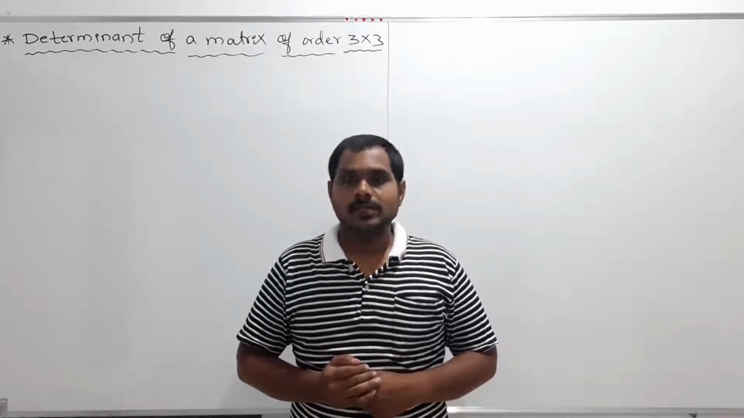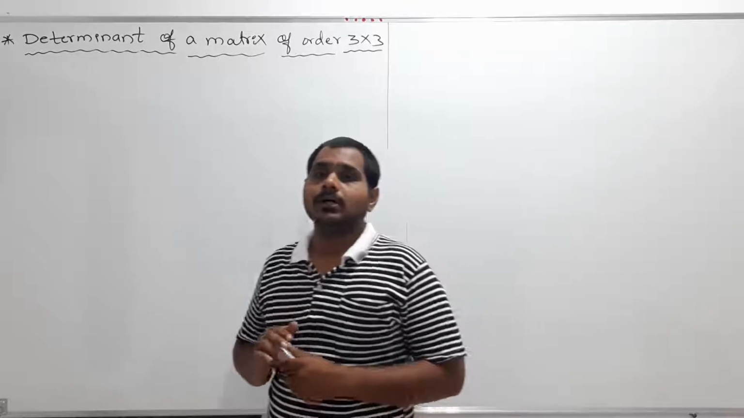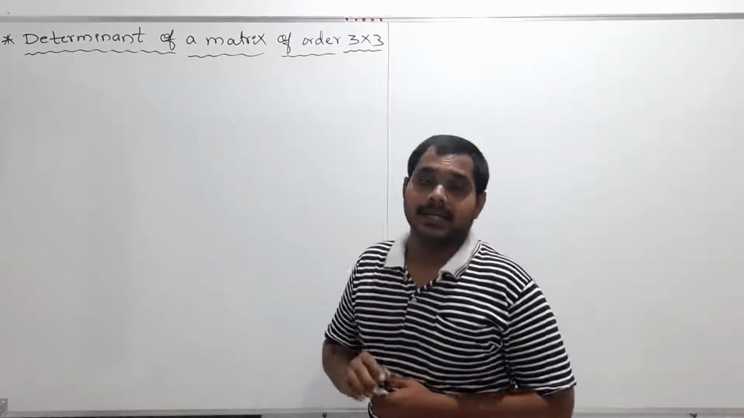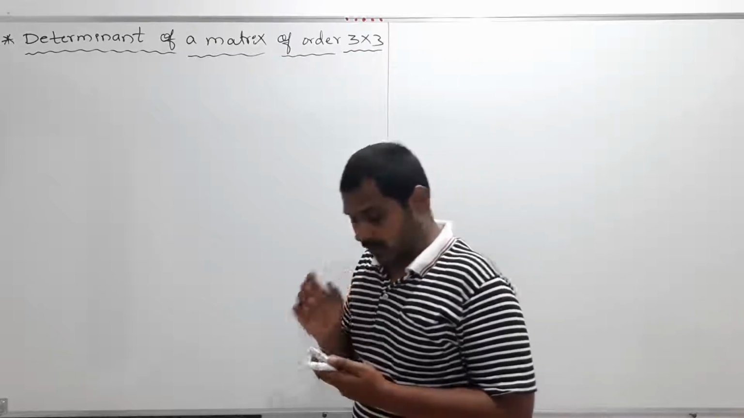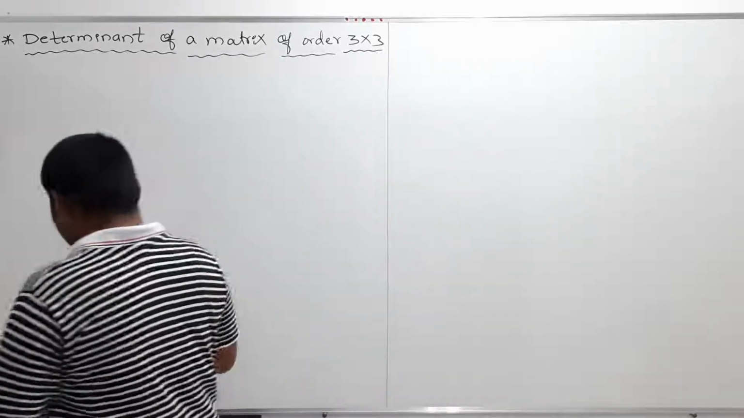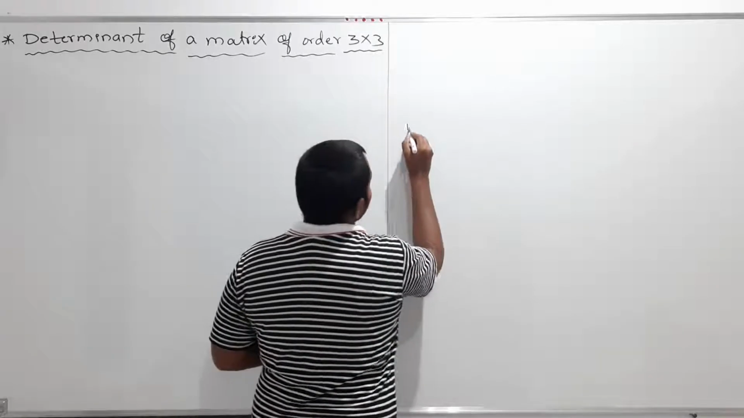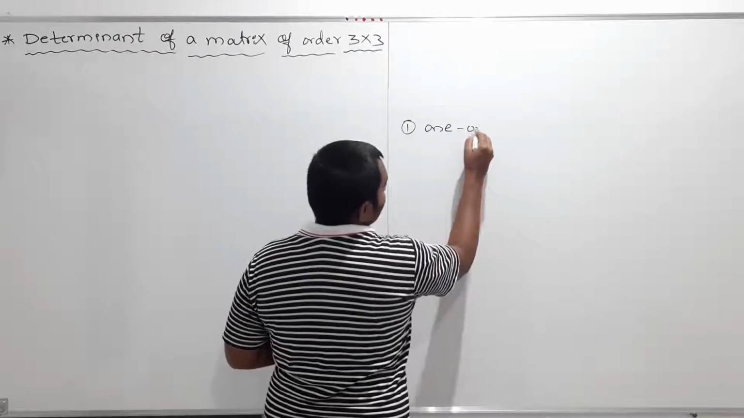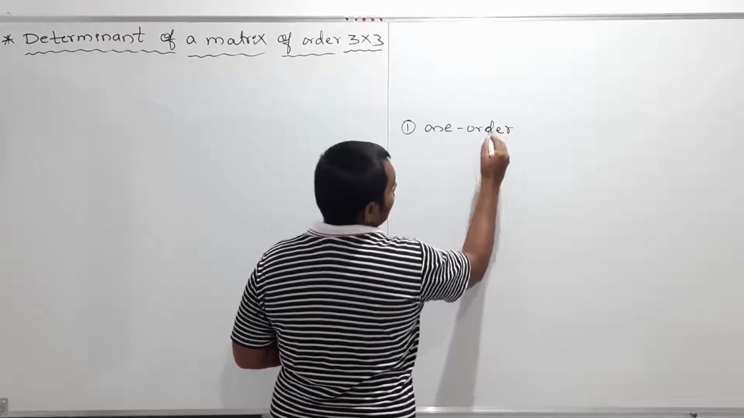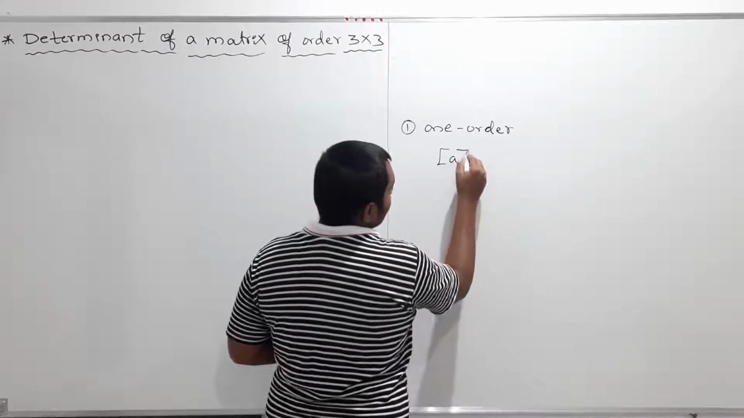Students, in the previous videos we discussed the determinants topic. In that topic I discussed how to find the determinant of a given matrix. If the given matrix is of order 1, then how to find the determinant of the matrix?